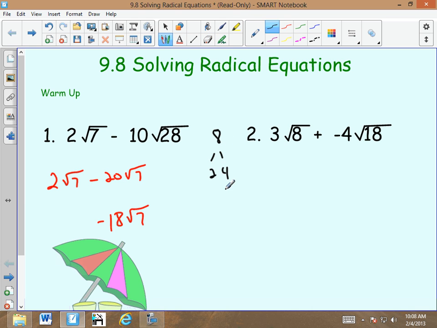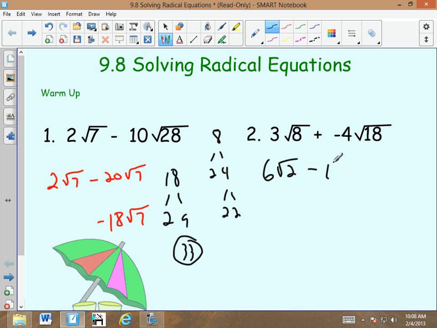Here, eight is 2 times 4, which is 2 times 2. So, one 2 is going to come out. 6 square root 2. 18 is 2 and 9, 3 and 3. So one 3 is going to come out. That's going to turn that to minus 12 square root 2 minus 6 square root 2. If that is not that simple for you, you need help. You need to come in here or go to the PACE lab.